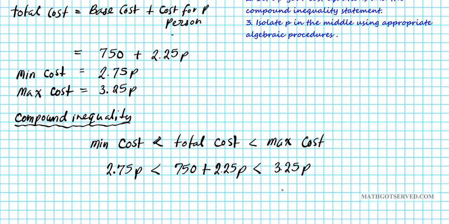The goal here is to get p isolated. We want to get p in the center. First thing we can do is make it look simpler. This inequality is a little bit complex because of the decimals. If at all possible, you want to avoid working with decimals because it complicates things. Now, how can we get rid of the decimal? The highest number of decimals we have here is 2, so we'll multiply the entire inequality by 100.